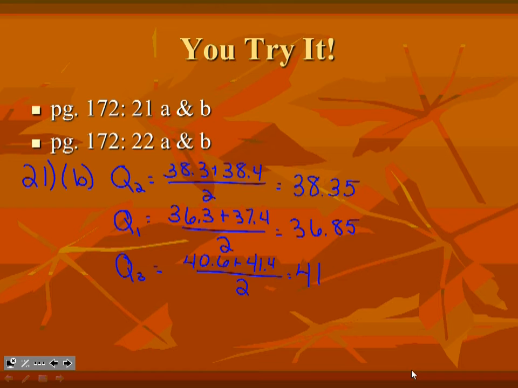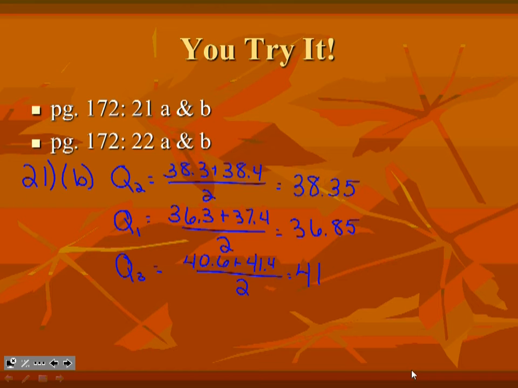Yes, ma'am. Questions? I got 41. Which one? Quartile 3. Did you find it between 40.6 and 41.4? No, it's between 40.6 and 41.4. Other question? No, ma'am. All right, so now the other question that it asked us to look at was A.